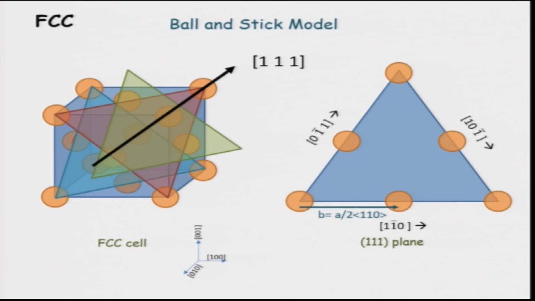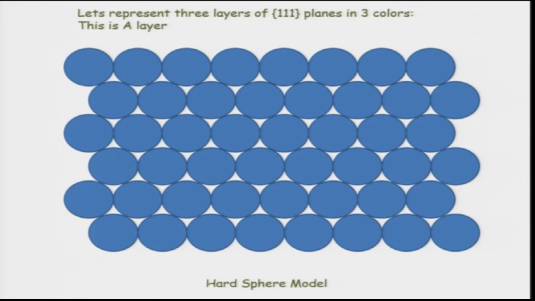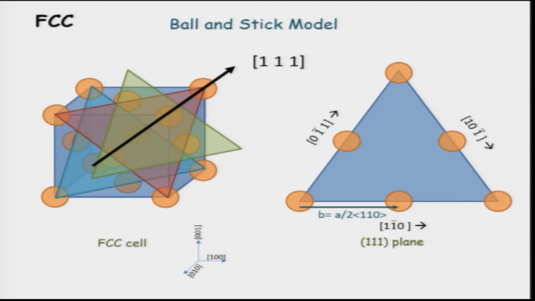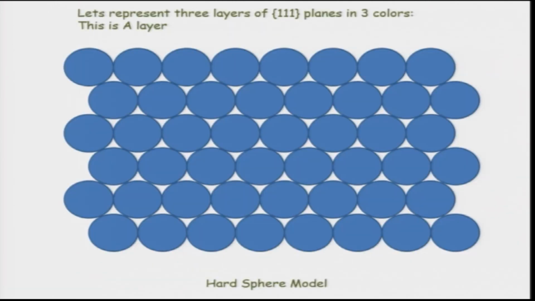Now, this is the ball and stick model. In order to understand the three different layers, we can also draw it in what is called the hard sphere model. So, this is a hard sphere model. You remember in FCC, the closest packed direction is the 1 1 0 direction, and all the atoms along this 1 1 0, as you can see, are touching each other.